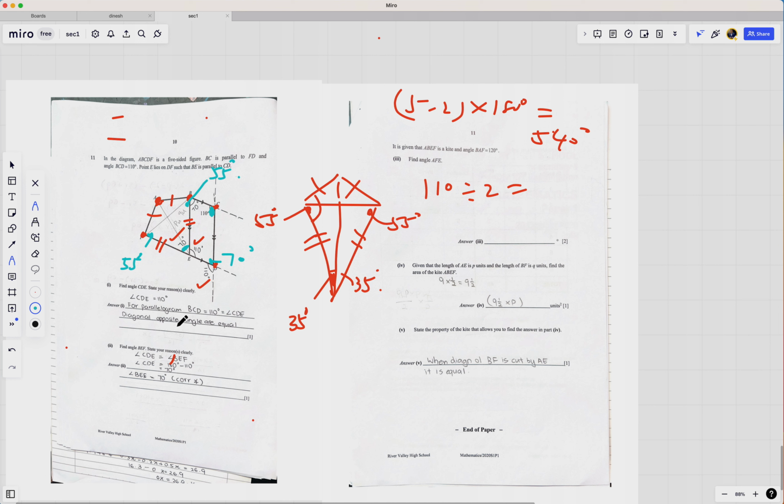Then this is 70. Is there another way for us to find it? Okay, this is 90. This is 90. This is 90. This is 90.